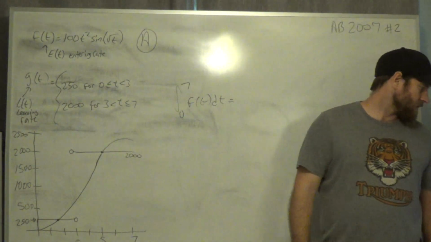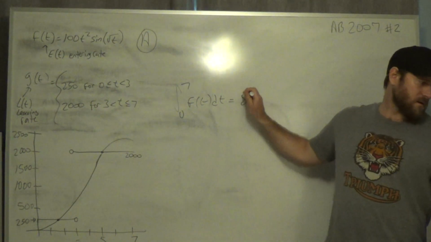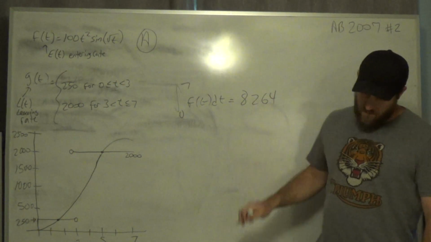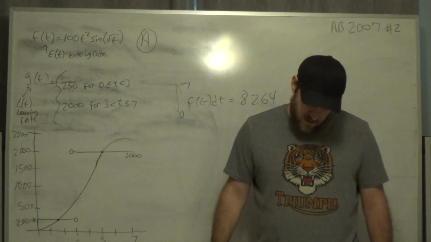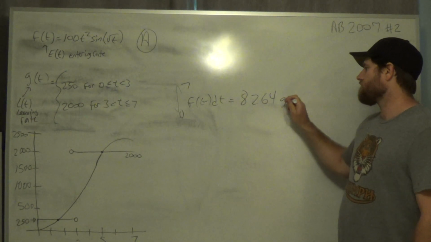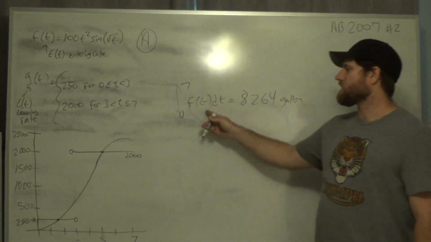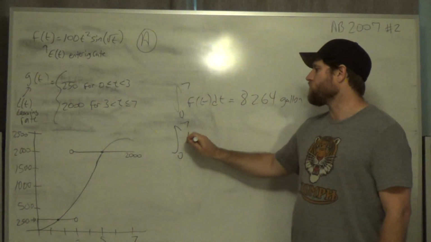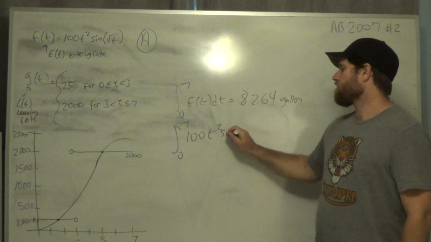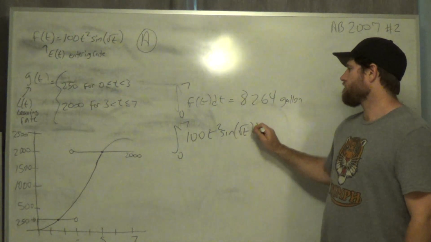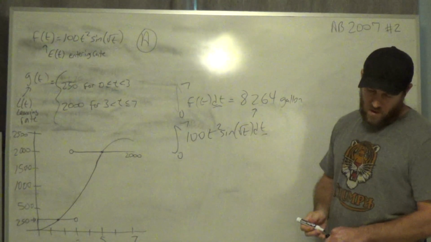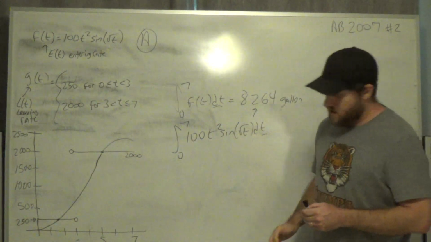Now, you can use hotkeys if you want to, but here you get 8264. It does say round to the nearest gallon, so I didn't keep the decimals. That is the nearest gallon. Now remember, from 0 to 7, if you want, you can write the whole equation here as well. Don't forget your dt. Either way, you get the same answer. And that's part A. Area underneath the entering rate tells you how much entered.